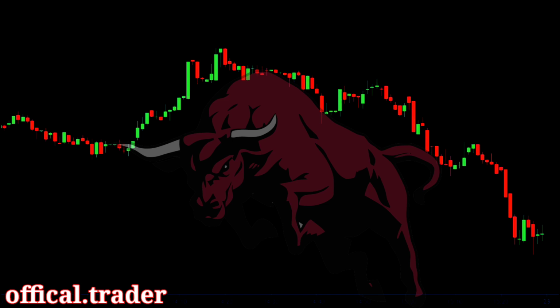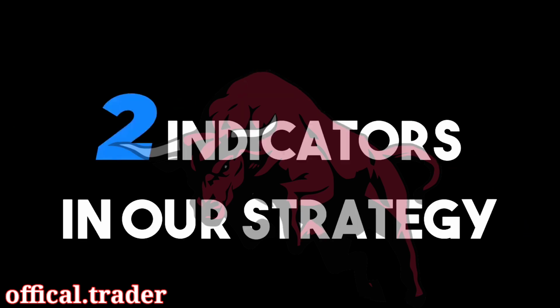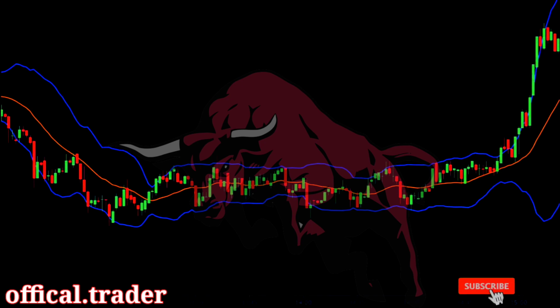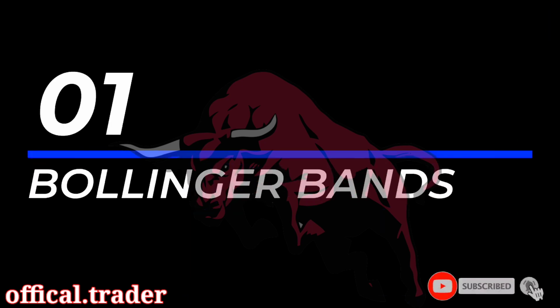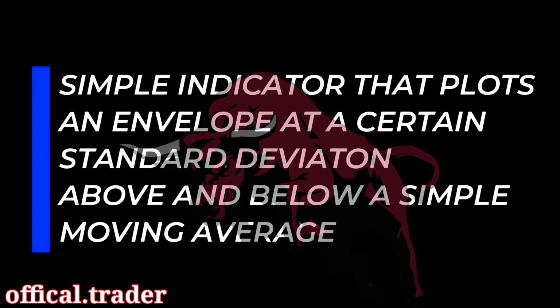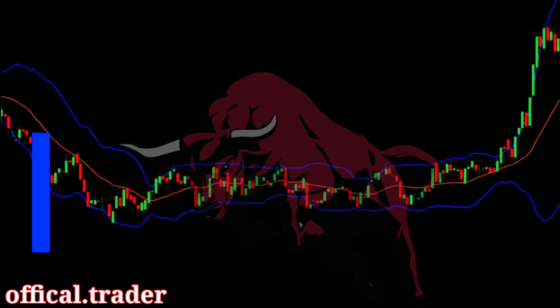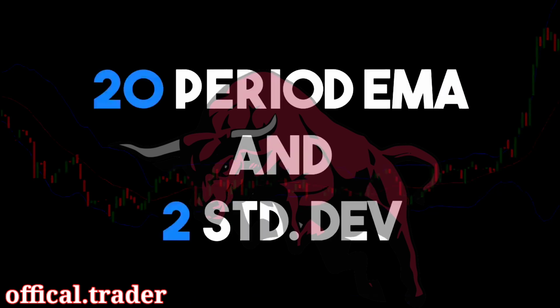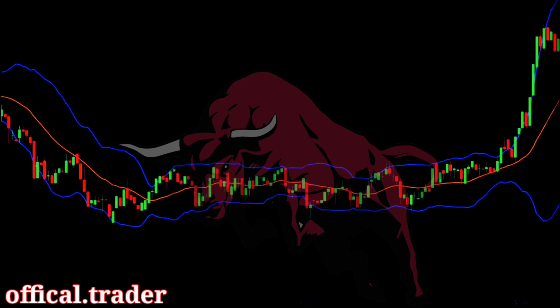So we will basically use two indicators in our strategy. The first indicator is the Bollinger Bands indicator. Bollinger Bands is a simple indicator that plots an envelope at a certain standard deviation above and below a moving average. Here, the Bollinger Bands are on standard settings of a 20-period moving average and 2 standard deviation levels.